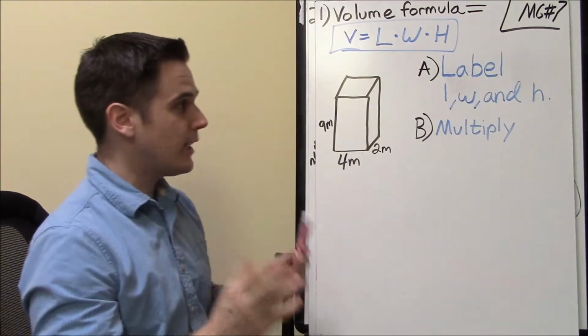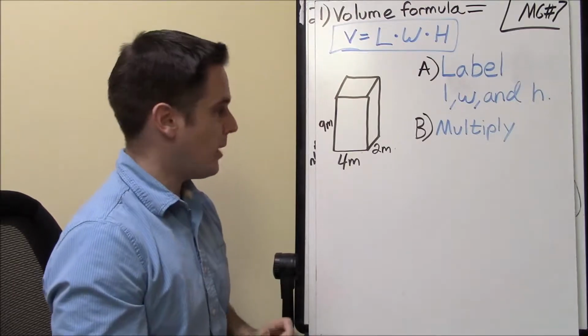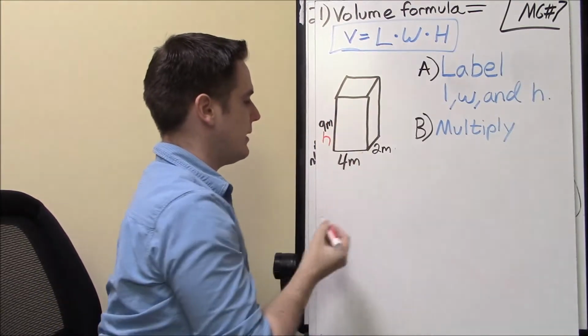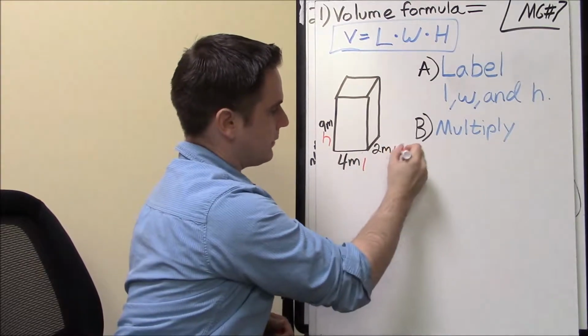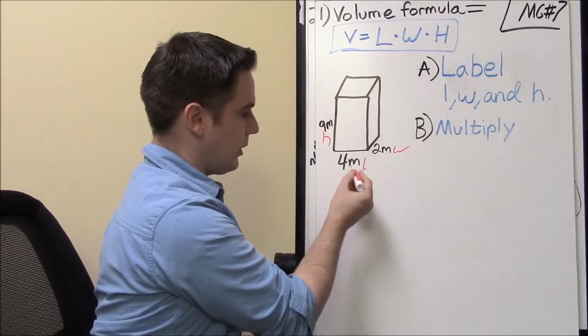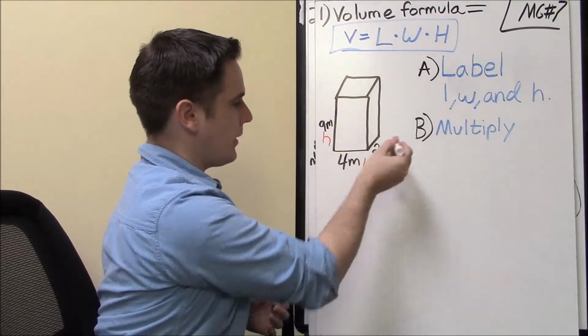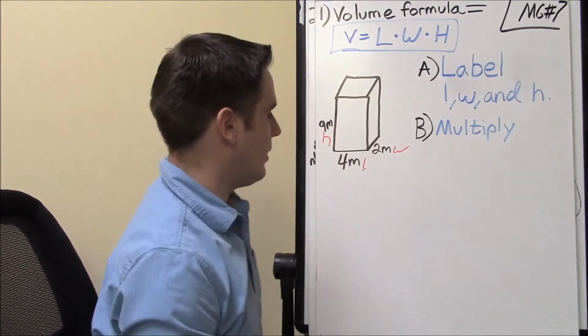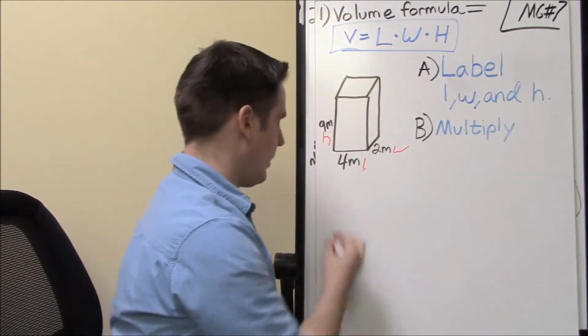So first we are going to label length, width, and height. So height is how high it is. So that's easy. And length and width doesn't matter, as long as you don't have two of them. You can have length and width like I did, or you can do width and length. It doesn't really matter for the purposes of this because you're just going to multiply them all anyways. And then we'll go ahead and multiply them.